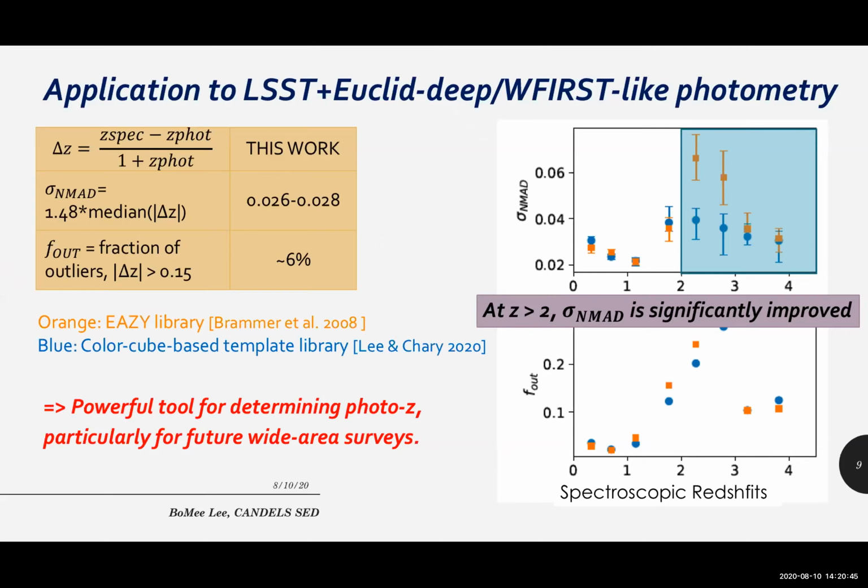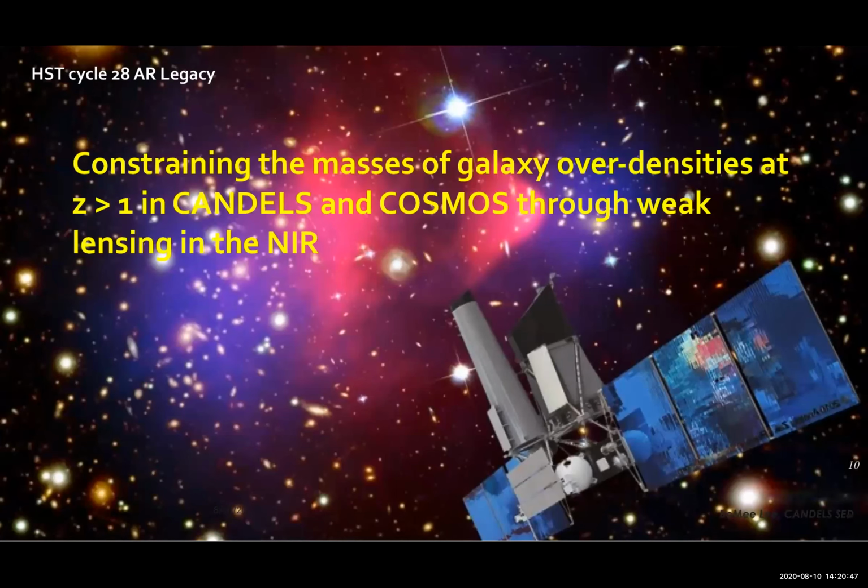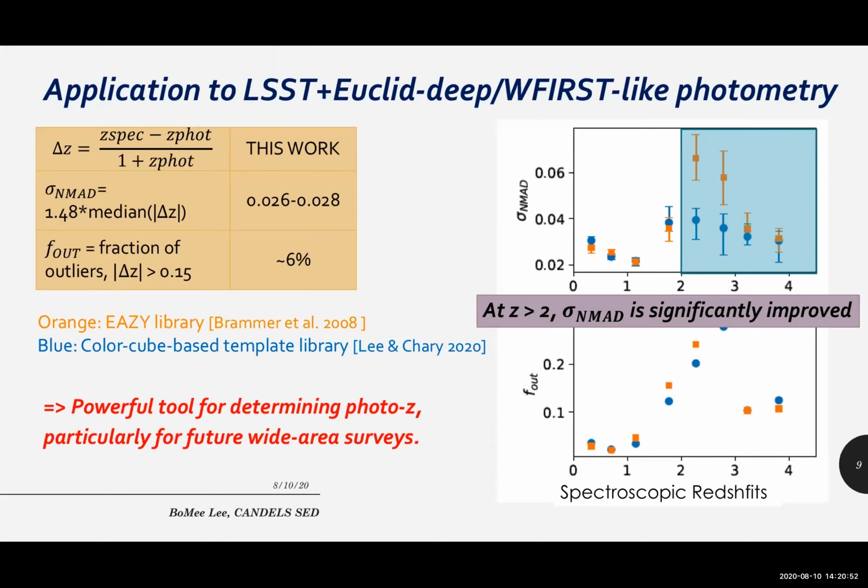All right. Bomee? Yes. I have a very simple question back on that slide. You showed that your definition of delta z has z phot in the denominator. I would always think, sorry, z spec. No, this is my typo. Oh, sorry. I didn't realize that. I'm so sorry. I just realized that. Thank you so much.